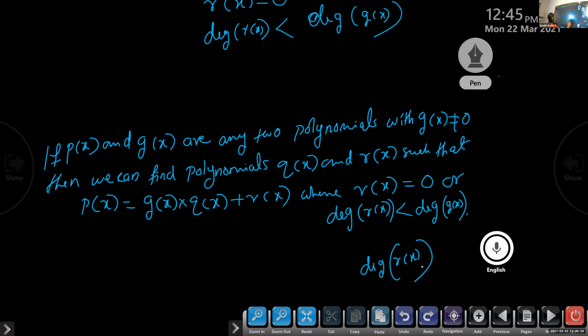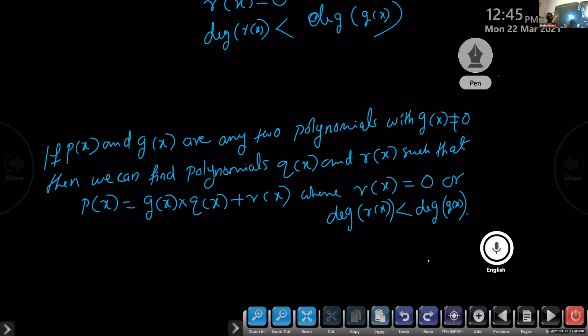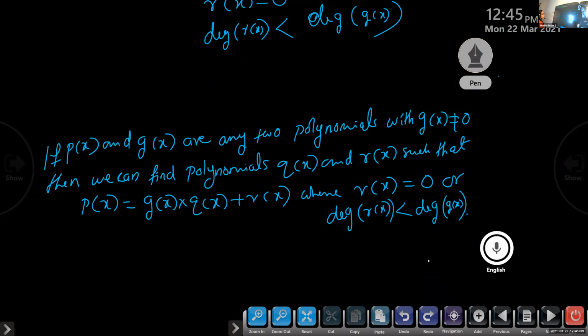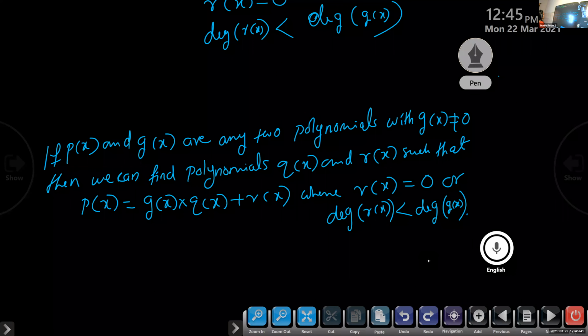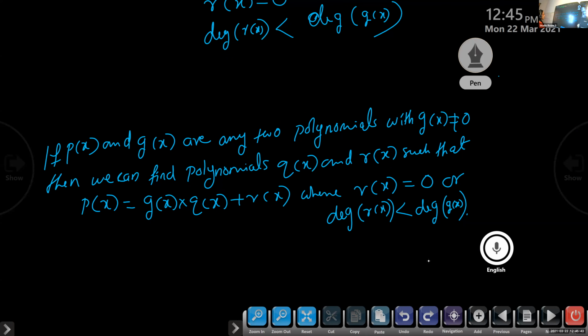This is the starting. P of X and G of X are any two polynomials with G of X not equal to 0. Then we can find polynomials. You must learn this by heart. Sometimes it may be asked to state the division algorithm, so you have to write it.